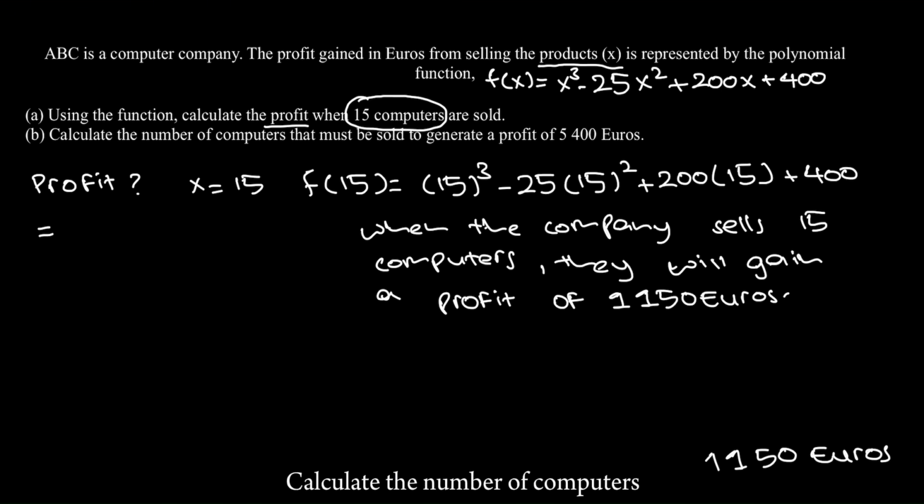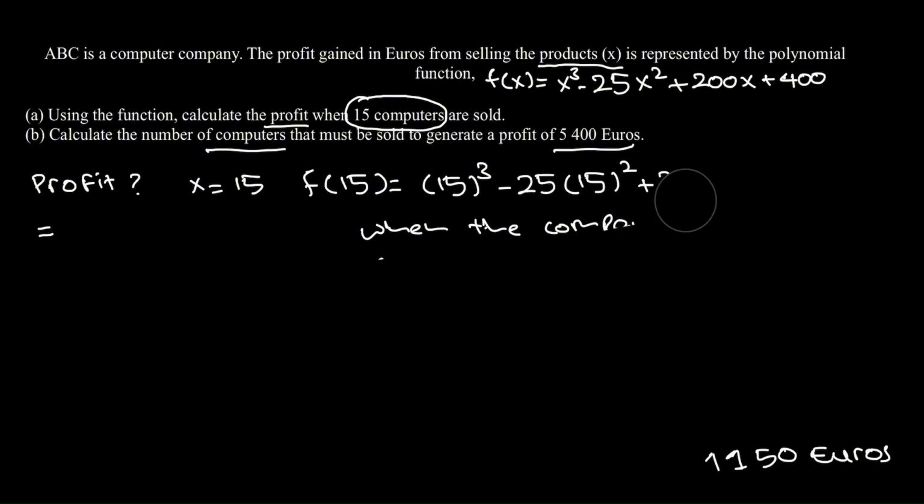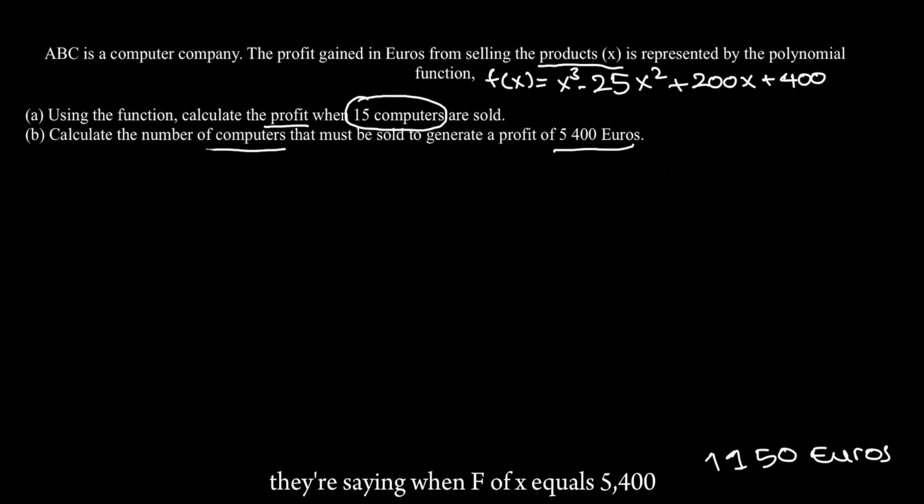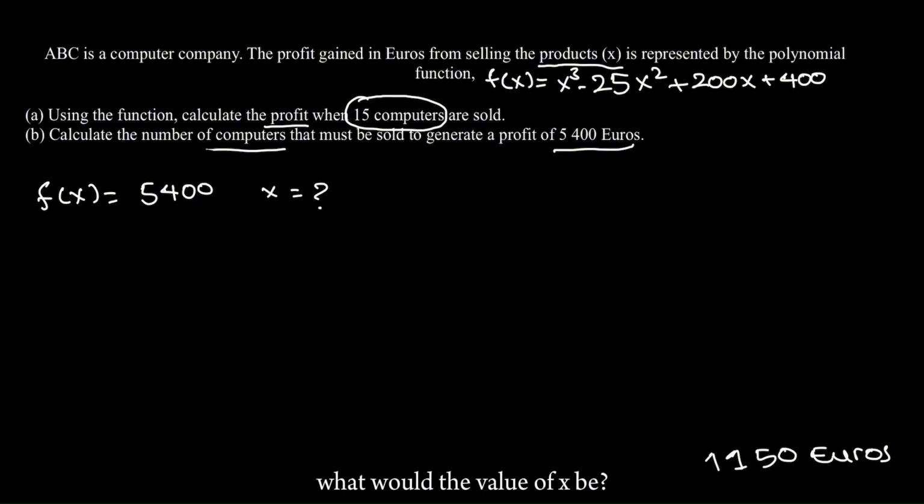Calculate the number of computers that must be sold to generate a profit of 5,400 euros. Right, so this time we are not looking for the profit, we are looking for the number of computers. So we are looking for the value of x that will generate a profit of 5,400 euros. In other words, they're saying when f of x equals 5,400, what would the value of x be?